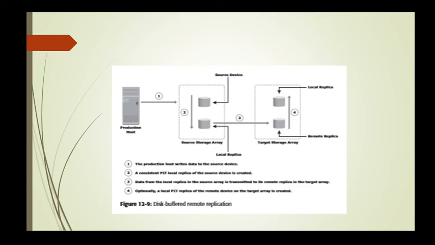So what happens? The production host will perform a write to the source device, and then a local replica of that particular write is created within the source storage array. This local replica is transmitted to the remote replica, and optionally a point in time replica of this remote device on the target array is created. So this is about disk buffered replication mode.